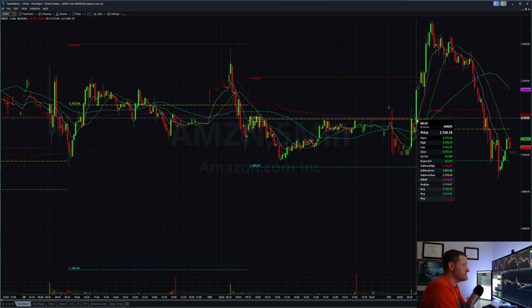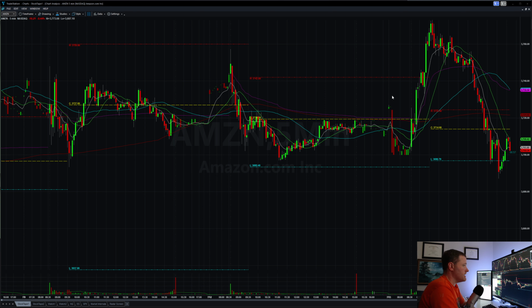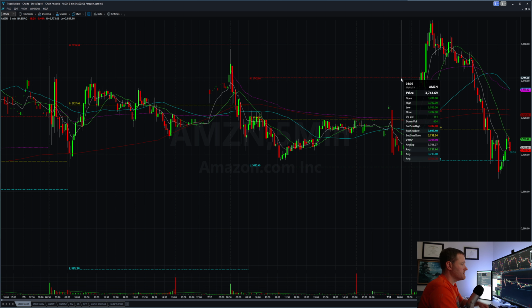So I ended up taking this trade right here, as this 5-minute candle opened higher. I pulled the trigger on this, and literally all I did, guys, I bought, let me pull this over here. So right here, I bought one of the 3720 calls at $36.90.